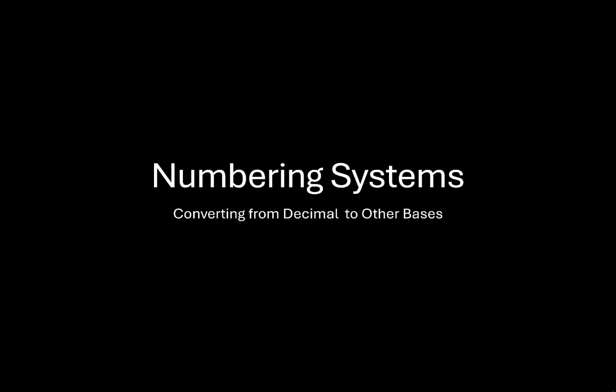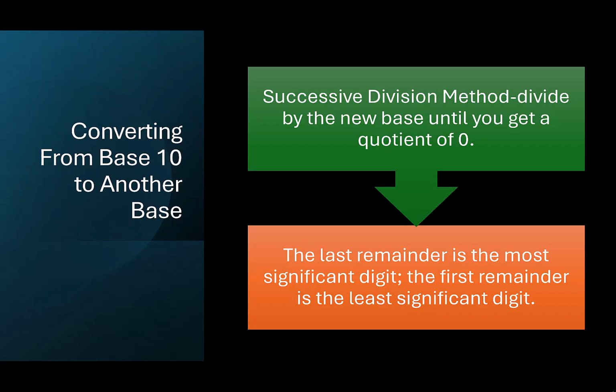Hi everybody, today we're going to continue our talk of numbering systems by converting from decimal to other bases. To convert from base 10 to another base, we're going to use the successive division method. This means we're going to divide by the new base until we get a quotient of 0.